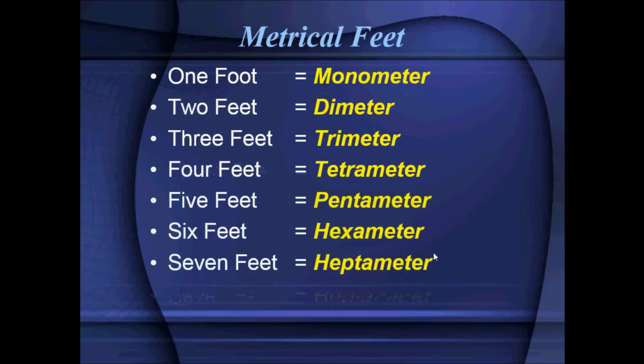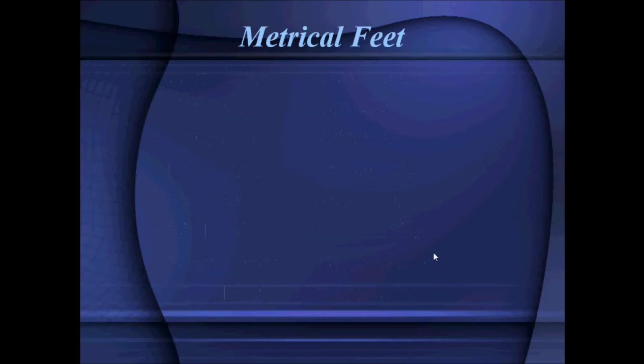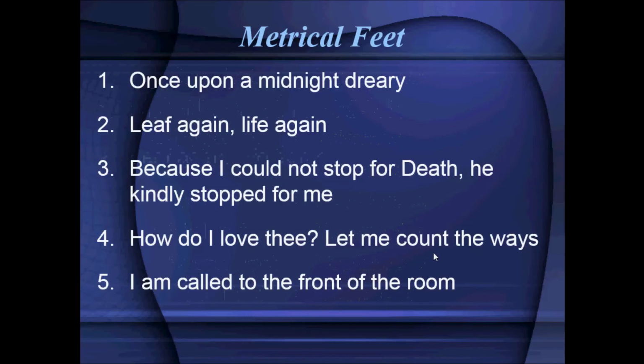And I have them all on this slide as well, but they are on your handout, and you should, in fact, memorize and know them. They're pretty easy if you know Latin: mono, di, tri, tetra for 4, penta, hex, hept, and octa. So here's some practice. I'll give you a minute to look over this.